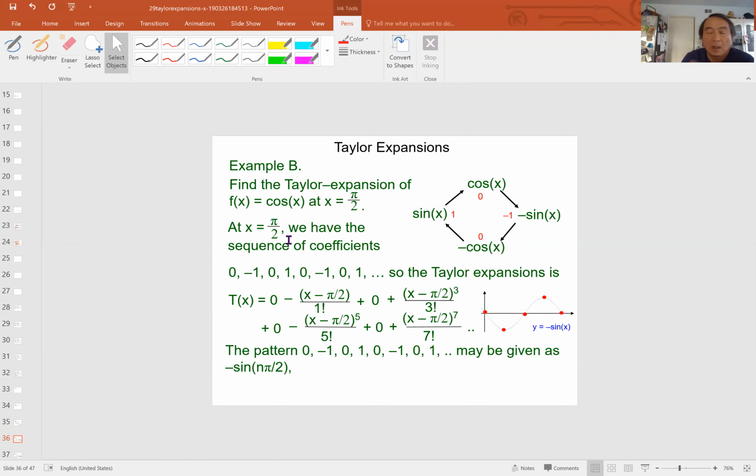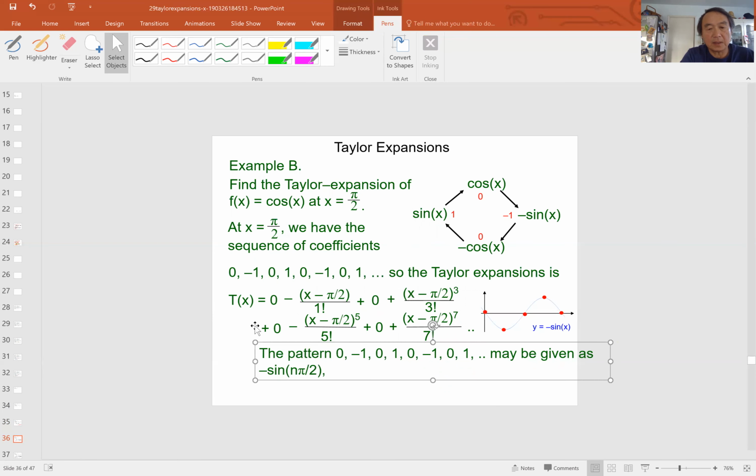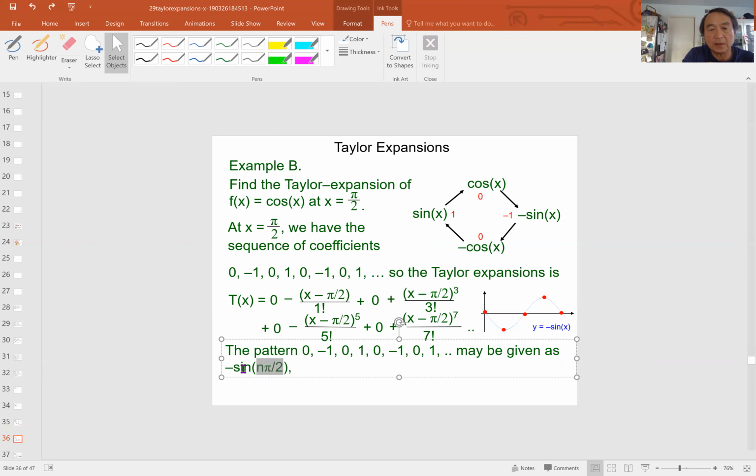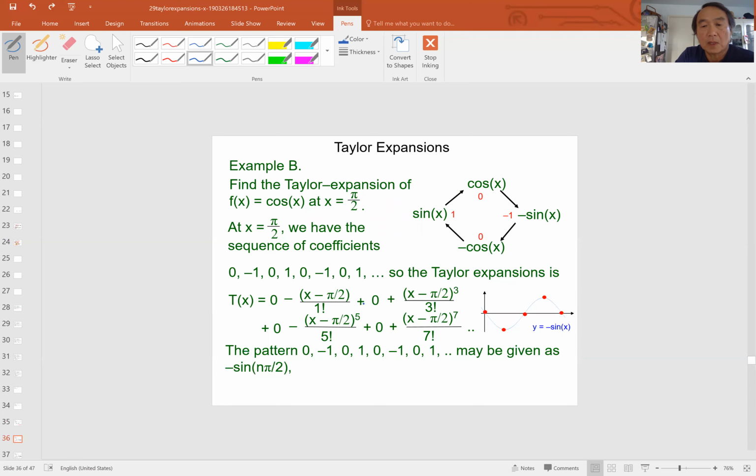Okay, and if I look at this formula and plug in different integers, when n is 0, I get 0. When n is 1, sine pi over 2 is 1. When n is 2, negative sine pi over 2 is negative 1. So this formula gives exactly this pattern: 0, 1, 0, negative 1.